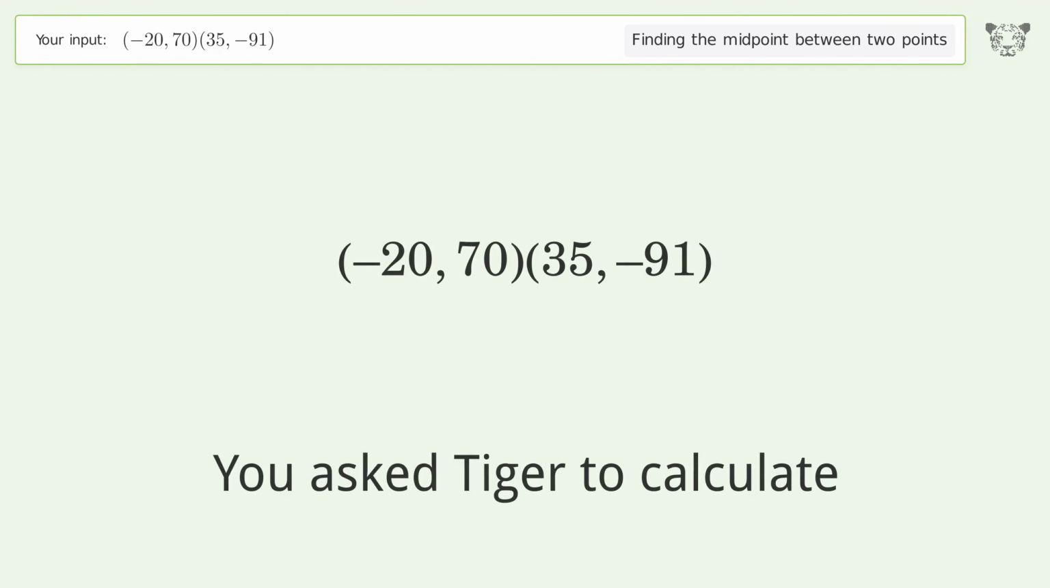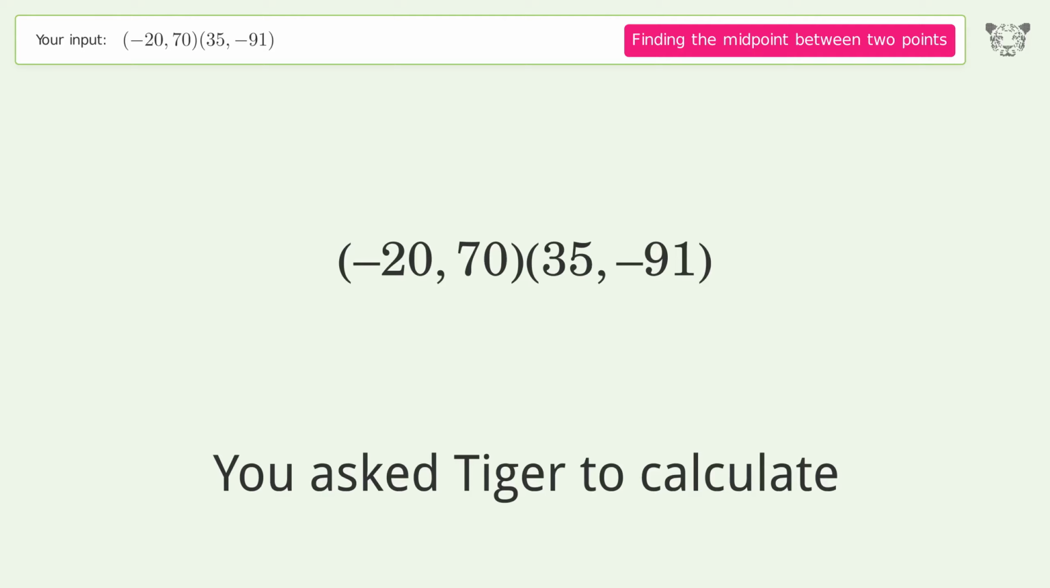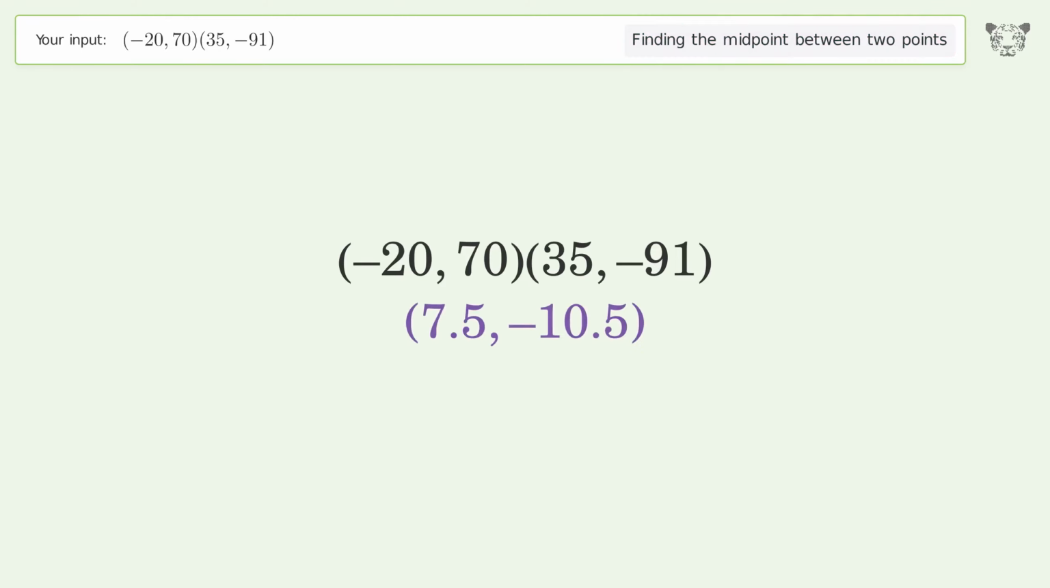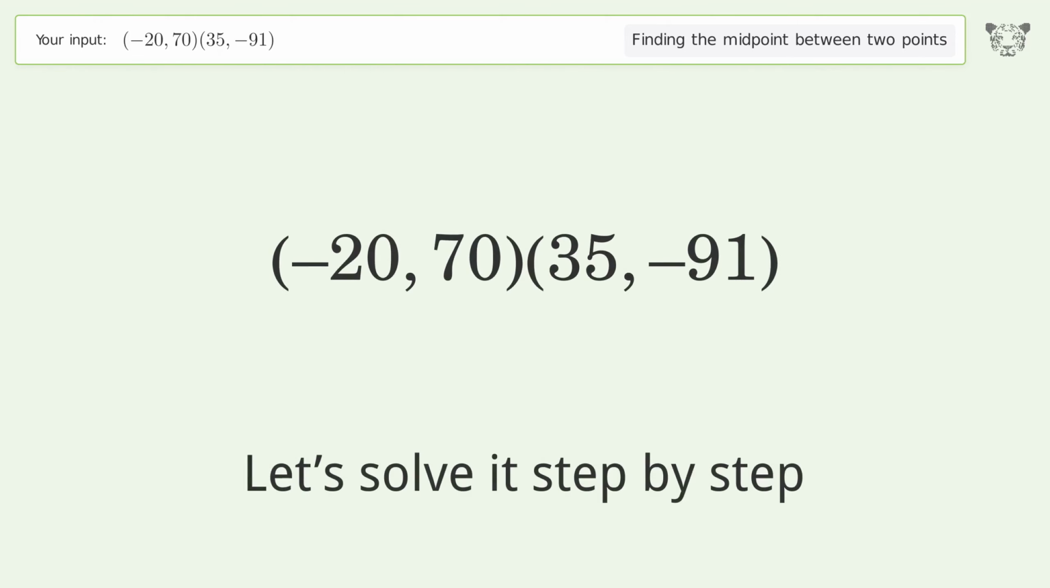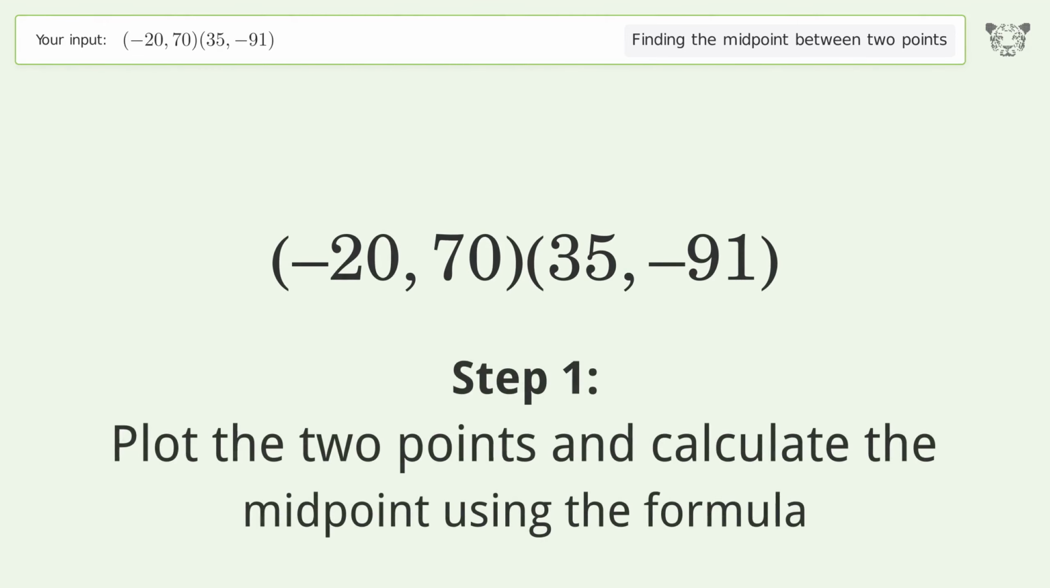You ask Tiger to calculate. This deals with finding the midpoint between 2 points. The midpoint between the 2 points is 7.5, negative 10.5. Let's solve it step by step. Plot the 2 points and calculate the midpoint using the formula.